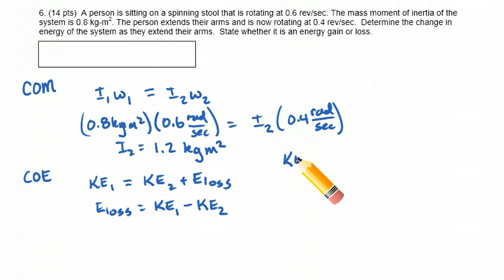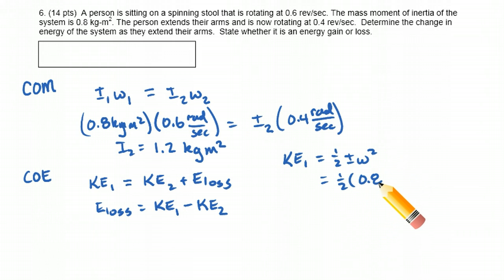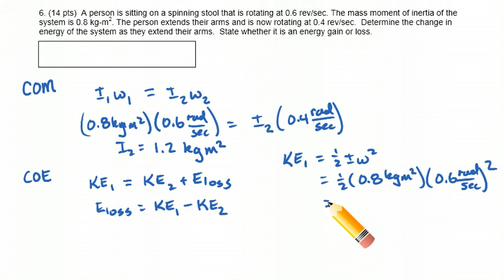Let's calculate the initial kinetic energy. We're rotating, so that's 1/2 I omega squared. So that's 1/2 times 0.8 times 0.6 squared. Whoops, let's see. Okay, if you've been working along, hopefully you've seen a mistake, an error, that I've made. I did not read the problem carefully. These are revolutions per second.